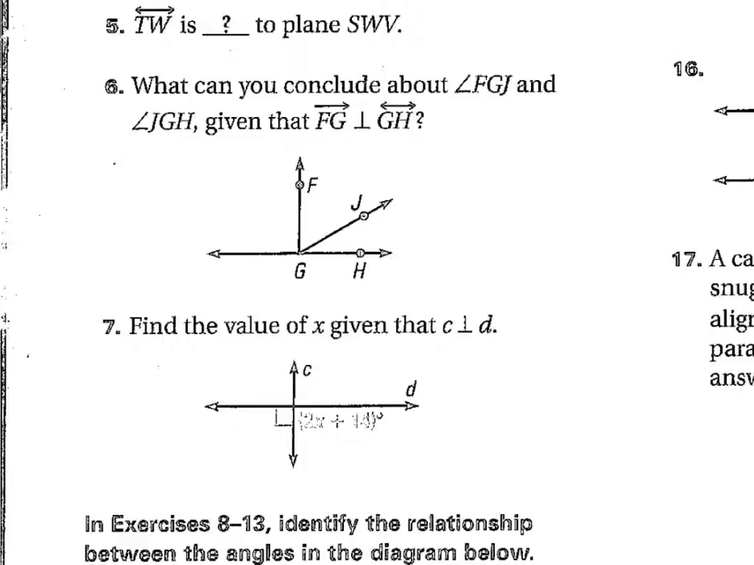Number 6 here says, what can you conclude about FGH? FGH, this angle right here, and JGH. And it says, given that the two lines are perpendicular, so if they're perpendicular, that means they make a 90-degree angle. That means it's also 90 degrees over here. Okay? So what can we conclude about FGH is that FGH is a 90-degree angle. So angle FGH is 90 degrees. And JGH, all right?